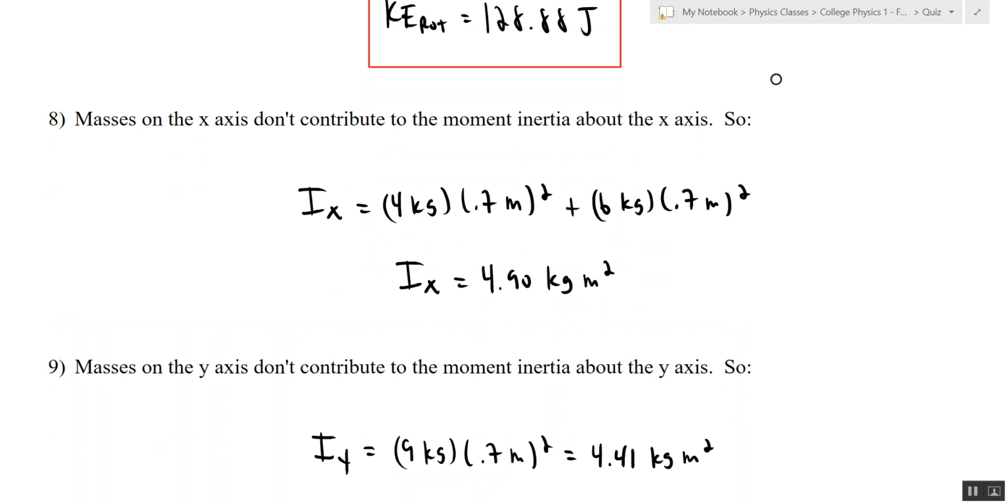Okay, so 8 and 9 were questions related to moments of inertia for point masses. So you should know that if you want to figure out the moment of inertia about the x-axis for a bunch of point masses, masses on the x-axis don't contribute, because the distance from them to the x-axis is 0. So it's only the ones on the y-axis which matter. Both of these were masses on the y-axis. So it's the mass times the distance to the x-axis, which is the y value, plus the other mass times its y value. And that gives you the moment of inertia about the x-axis.